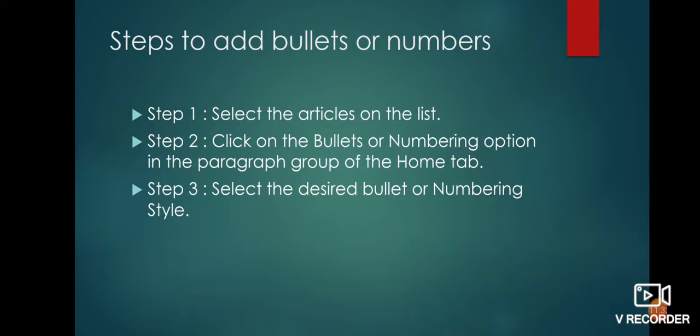And here are some steps to add bullets and numbers. The first step is select the items in the list. First you have to select the list where you need to have bullets and numbers. Then step 2, click on the bullets or numbering option in paragraph group of home tab. Okay, you have to click on bullets and numbering option that you will get from home tab under paragraph group. And step number 3, select the desired bullet or numbering style. Then the same bullet or numbering style that you have selected will be applied to your list.